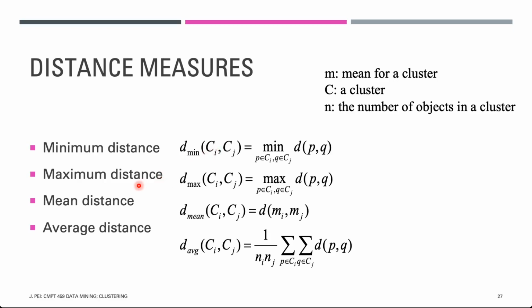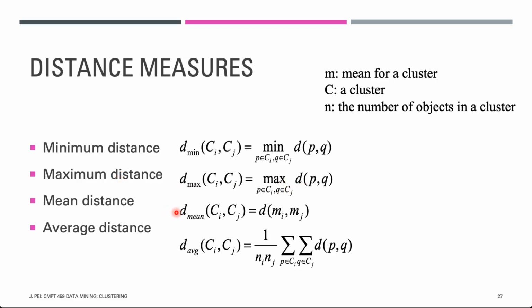Alternatively, we may use the maximum distance, which is indeed the farthest pair of objects from the two clusters. For Ci and Cj, we pick one object from Ci, another object from Cj, and we try to find the maximum distance between such pairs and use that maximum distance as the measurement of the similarity.